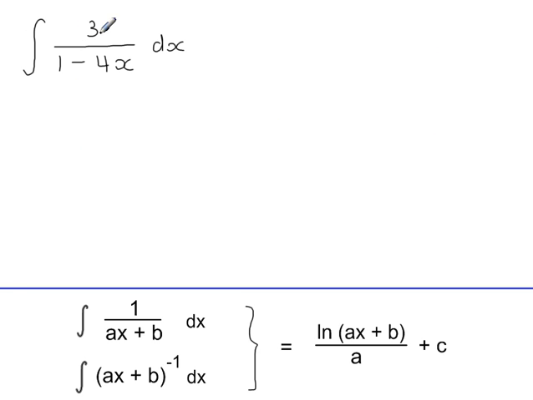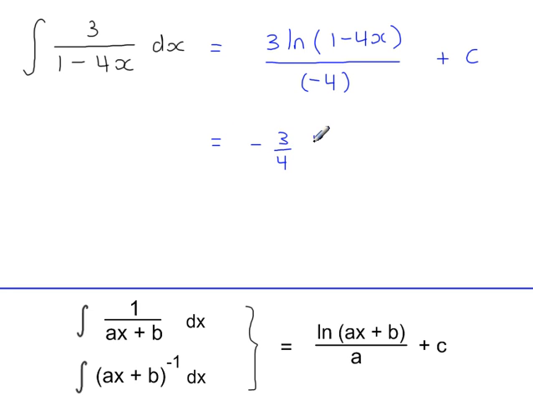Integrating a constant over some linear function of x. So we're looking at this form here. So we have ln 1 minus 4x divided by the coefficient of x, and the coefficient of x is -4, but we're multiplying by 3 here, so that 3 goes here, plus c. So we've got -3 over 4 ln 1 minus 4x plus c.